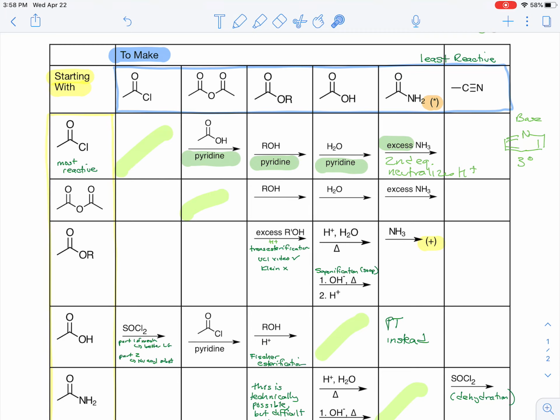With the amide, you have to be a little more careful just because amines and ammonia are bases, and if the solution gets too acidic, you won't have a nucleophile anymore. Here we still need the excess NH3 because NH3 and acetic acid will react.